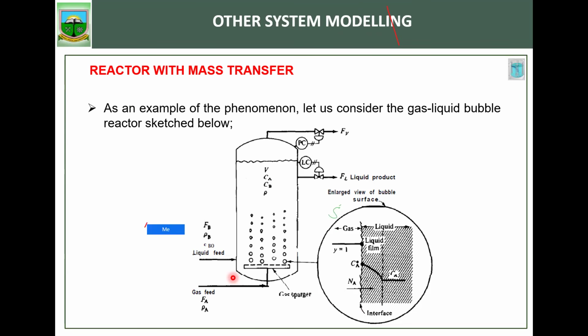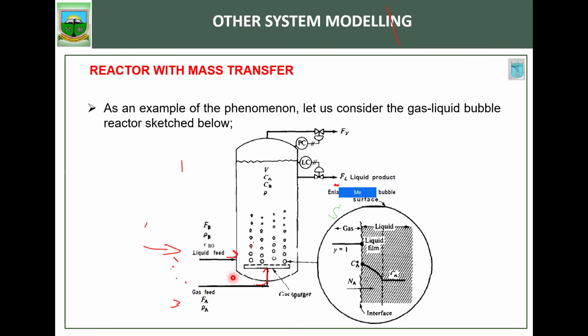So this is a general reactor, an example of what we call a gas-liquid bubble reactor. Now, what happens is that you have a liquid fed into the system through here. Then you have the gas here at the bottom. The gas is sprayed to pass through the liquid, so it forms bubbles in the reactor. And when these bubbles form, there's a reaction between the gas and the liquid to form a product, which is collected over here.